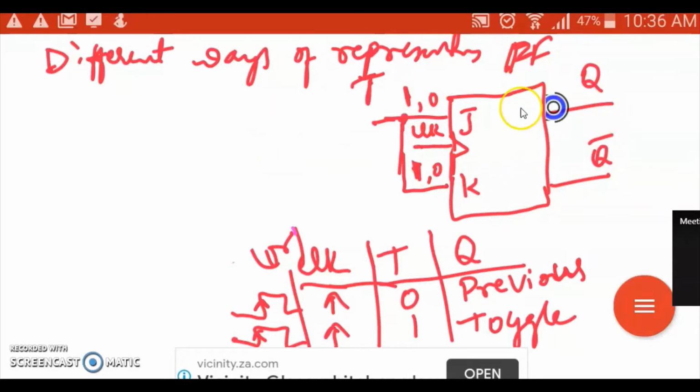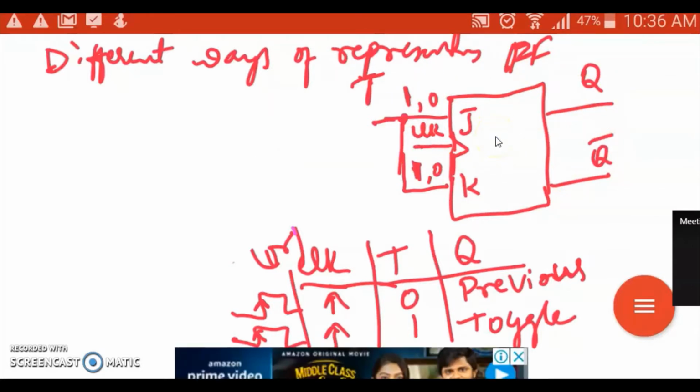Normally we will not be writing the symbolic representation of the flip-flop, because it will not give us any details, it is just represented there. But when we write the truth table, the excitation table, the characteristic equation and all those, we are able to represent the working of the flip-flop with that. That's the reason we'll be using those four methods: truth table, excitation table, state diagram and the characteristic equation.